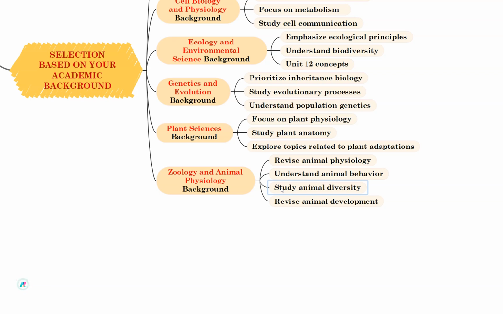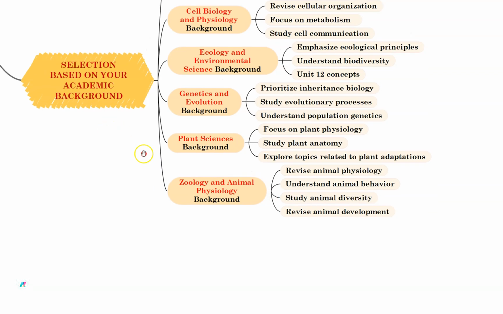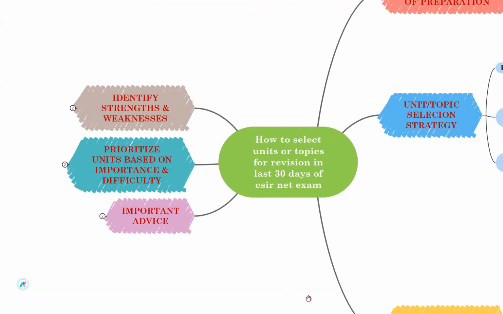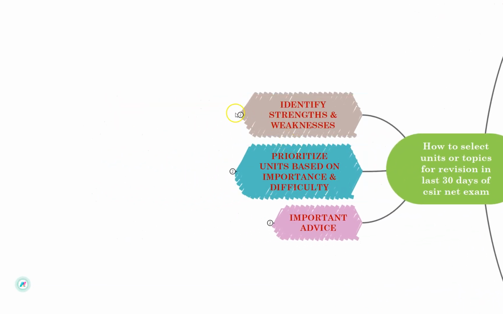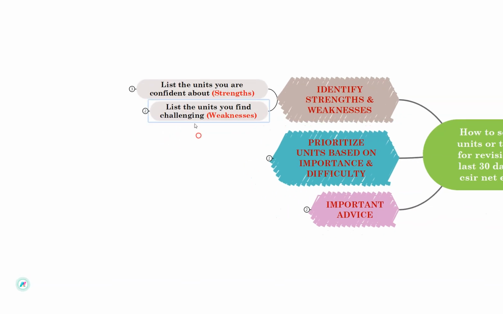So academic background may influence your strengths and weaknesses also. Allocate more time to areas where you feel less confident. So this is what my next topic is on: identify the strengths and weaknesses. This you can do. List the units that you are pretty confident about.